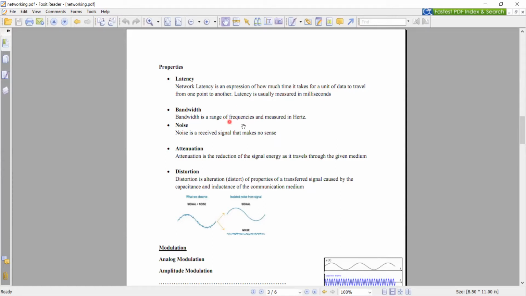Bandwidth is a range of frequencies and measured in hertz. We know low bandwidth, high bandwidth. If the bandwidth is high, we can have several frequencies. We can send a lot of data if the bandwidth is high. It's like the width.